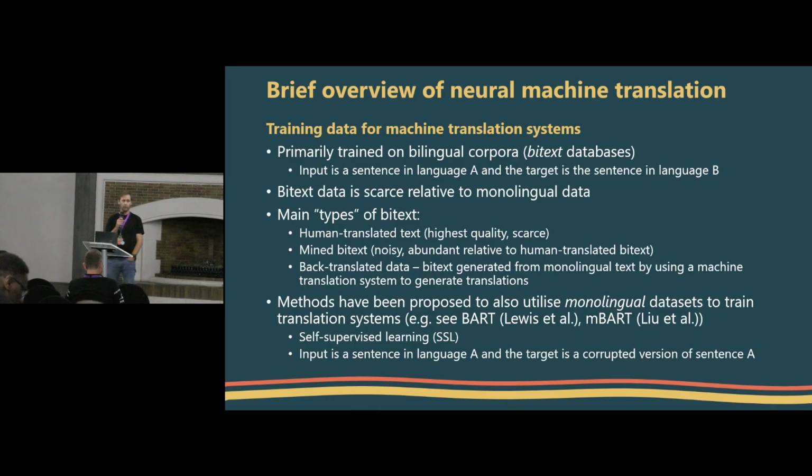And then a third form is back translated data, where you use an existing translation system to create bitext data from monolingual text. There are some methods to use monolingual data to train translation models. They're usually used as a bit of a pre-training step, so you then still need a lot of bitext data to fine-tune the models to become really good at translation.